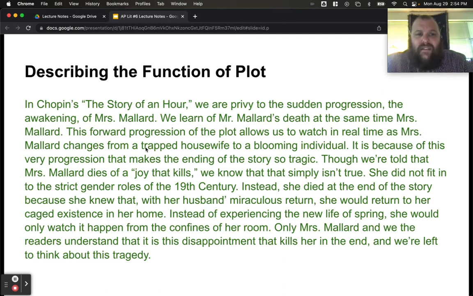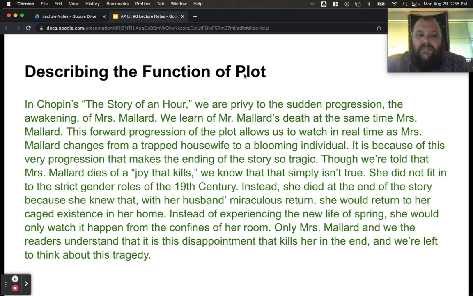In Chopin's The Story of an Hour, we are privy to the sudden progression, the awakening of Mrs. Mallard. We learn of Mr. Mallard's death at the same time Mrs. Mallard does. This forward progression of the plot allows us to watch in real time as Mrs. Mallard changes from a trapped housewife to a blooming individual. It's because of this very progression that the ending of the story is so tragic.